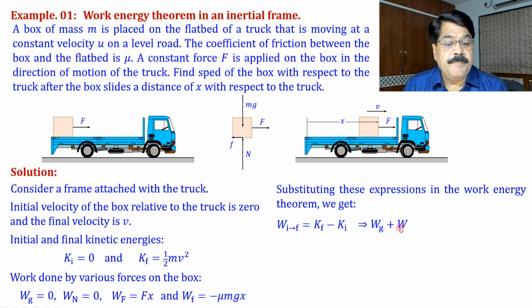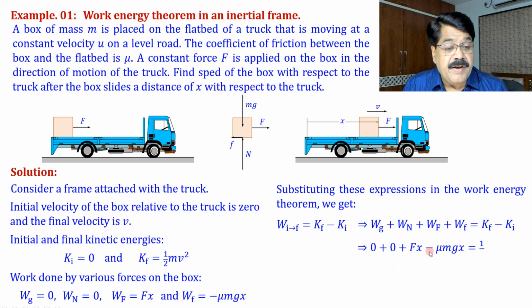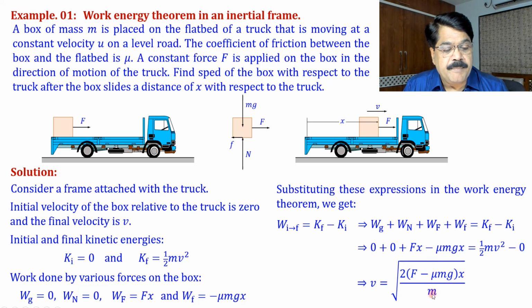So Wg plus Wn plus W applied force plus W friction is equal to K final minus K initial. Let us substitute the values. That is 0 plus fx minus mu mgx is equal to half mv square minus 0. By solving this, we can get the velocity v, that is square root of 2(F minus mu mg)x upon m. Now, how we arrive at that result, you can verify it.